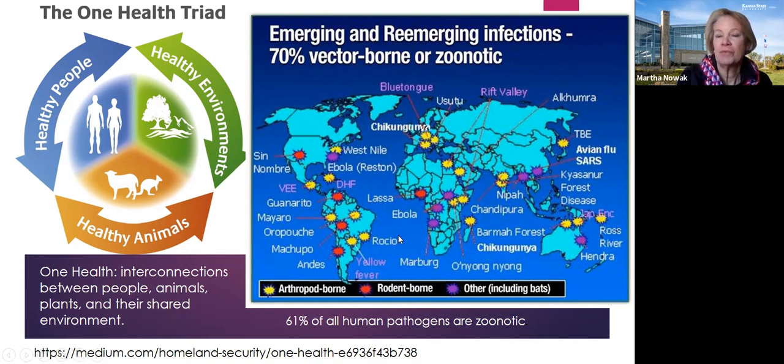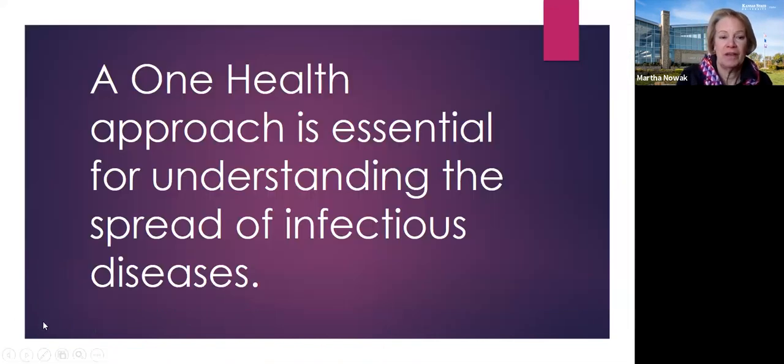70% of emerging and re-emerging infections are vector-borne or zoonotic. Some of them are listed here: Rift Valley, Ebola, Marburg, chikungunya. There are a lot in the world, and some are very species specific, but some can cross species or be transmitted from animals to people. So it's essential that we understand the whole One Health concept to understand the spread of infectious diseases.